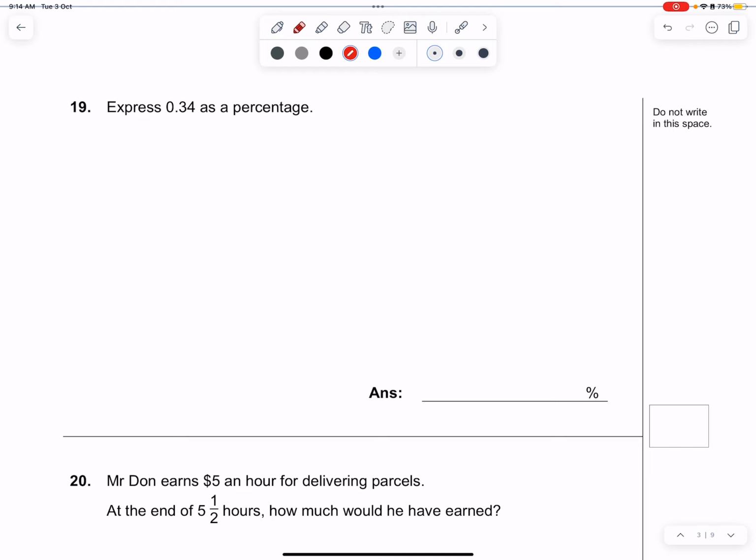Okay, express 0.34 as a percentage. Now, in this case, what you need to do is you look at 0.34. How do you express this as a percentage? The first thing you need to do is to convert this into a fraction. Okay? So to convert this into a fraction, you literally move your decimal place by 2. So it becomes 34 over 100.